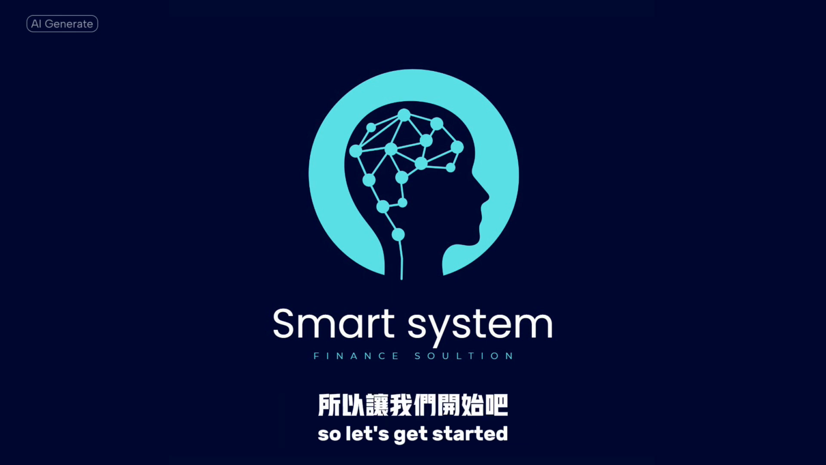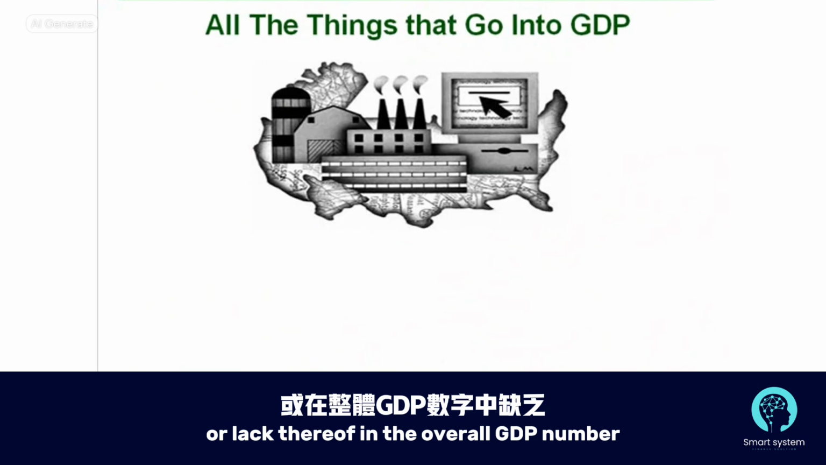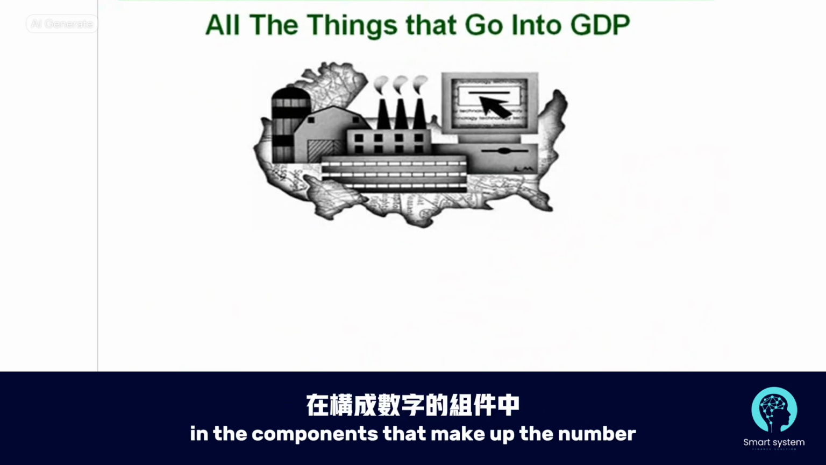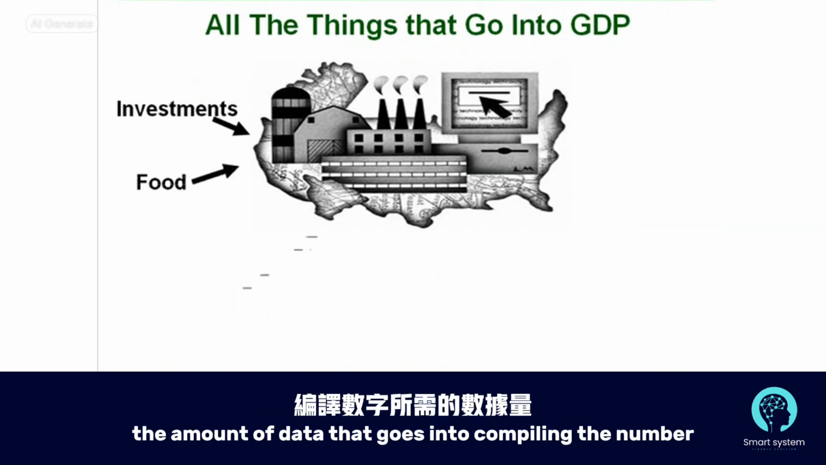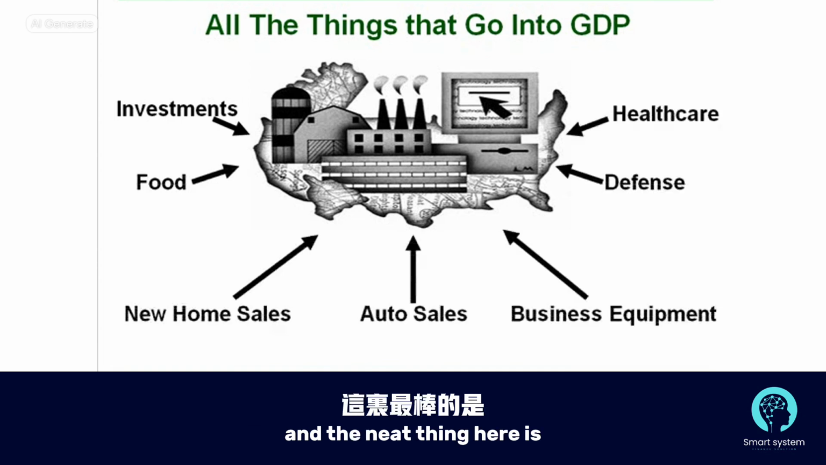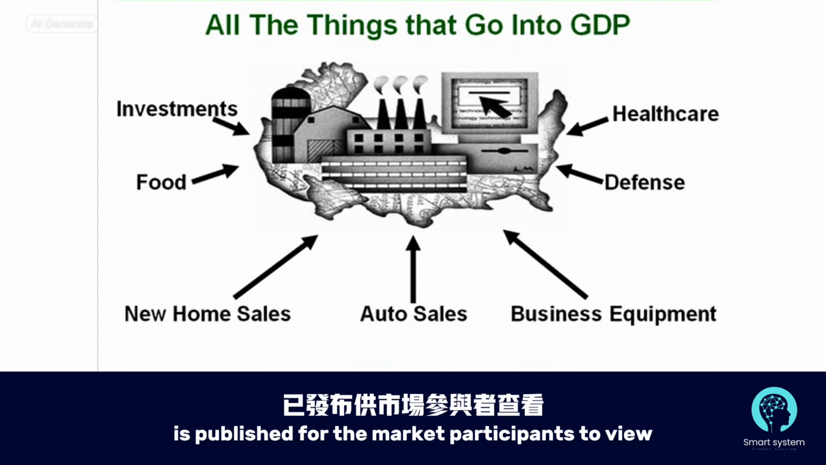So let's get started. In addition to looking at the growth, or lack thereof, in the overall GDP number, traders will also look at the growth or lack thereof in the components that make up the number. As GDP represents the value of everything in an economy, you can imagine the amount of data that goes into compiling the number. And the neat thing here is, much of the data which goes into it is published for the market participants to view.